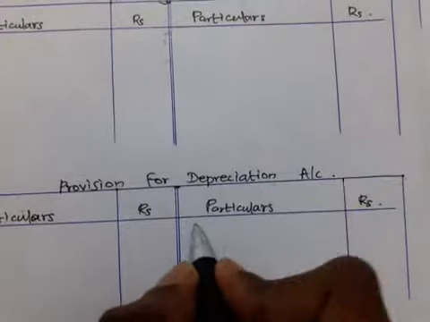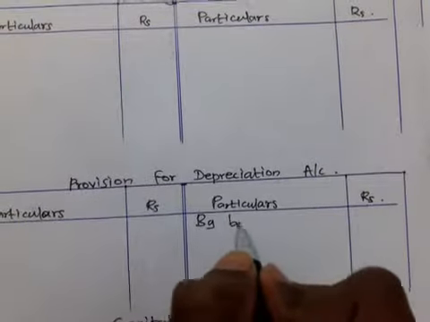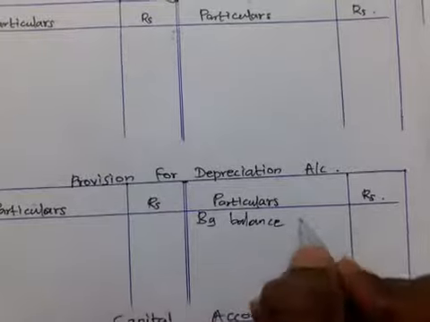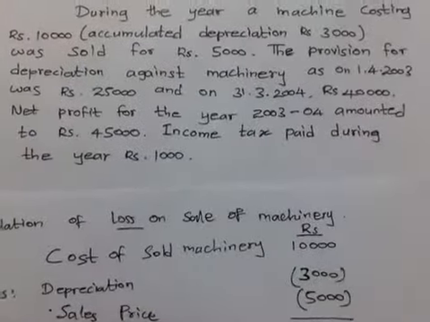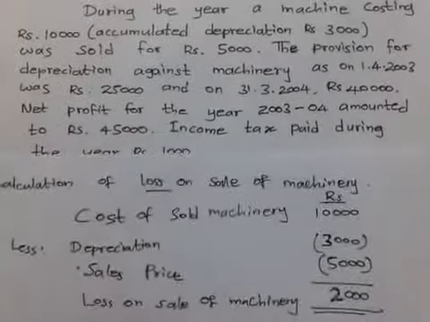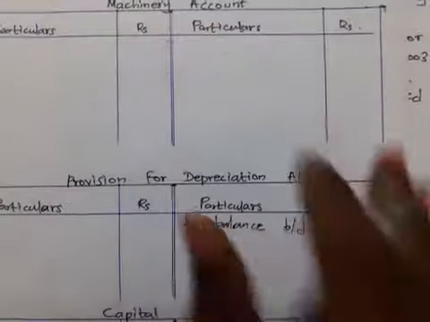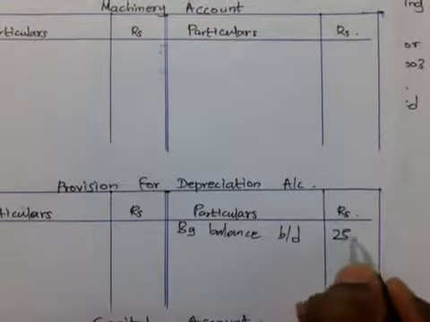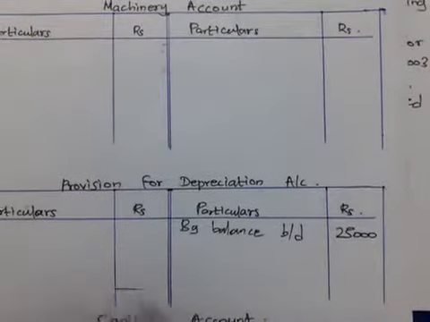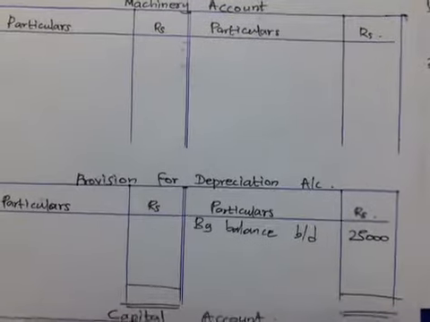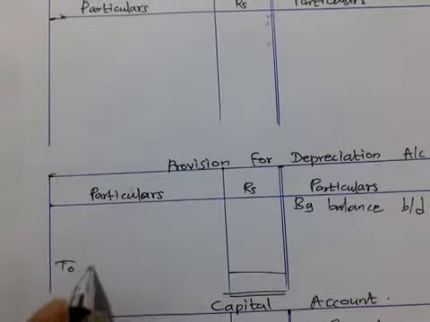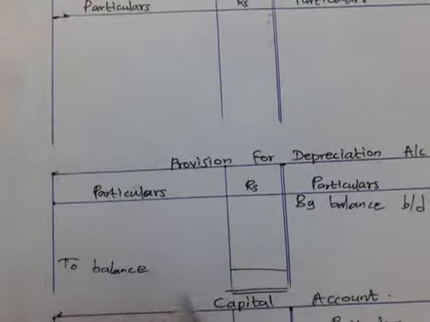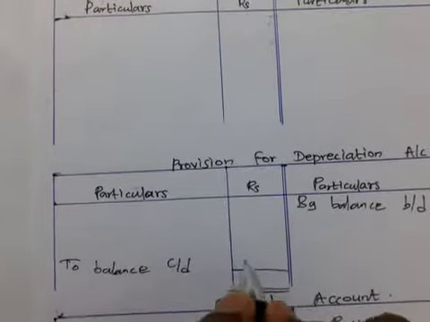So opening balance is given by balance brought down $25,000, let's record the closing balance also. To balance carried down 40,000.